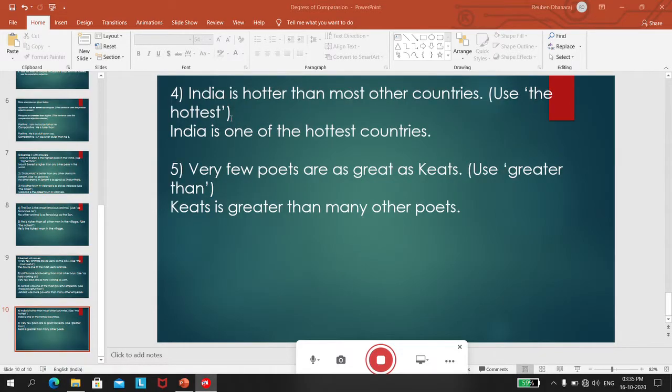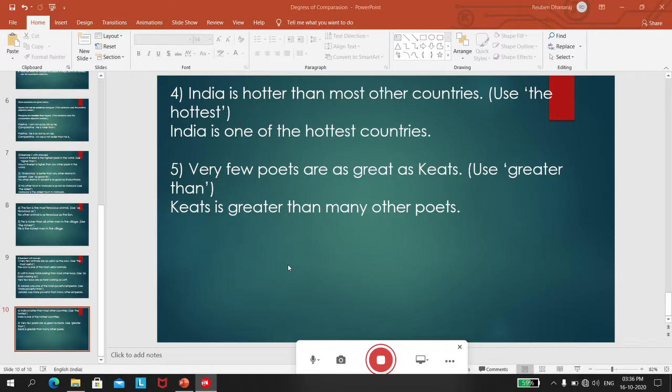Okay, guys, next one, the last one. India is hotter than most other countries. Use the hottest. India is one of the hottest countries. That means India is not only the hottest country in the world, there are even other hottest countries. For example, Nigeria, Congo, South Africa, and Zimbabwe. There are other African countries also. Then Australia is one of the hottest countries, and Bangladesh and many other countries are also hot.